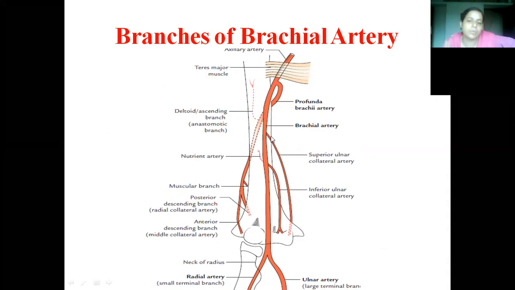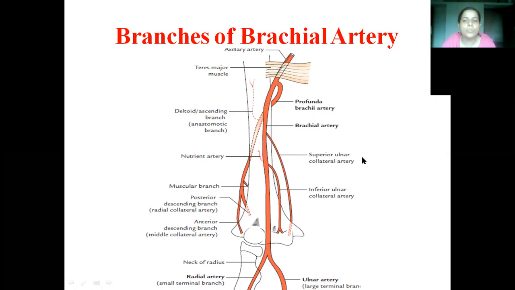Listen to the branches carefully, because these will come when we do anastomosis around the elbow joint. We have the superior ulnar collateral artery and the inferior ulnar collateral artery, which are direct branches coming from the brachial. From the profunda brachii, we have branches like the radial collateral artery, which is also called the posterior descending branch. We have the middle collateral artery, which is also called the anterior descending branch. So these four arteries take part in the anastomosis around the elbow joint.